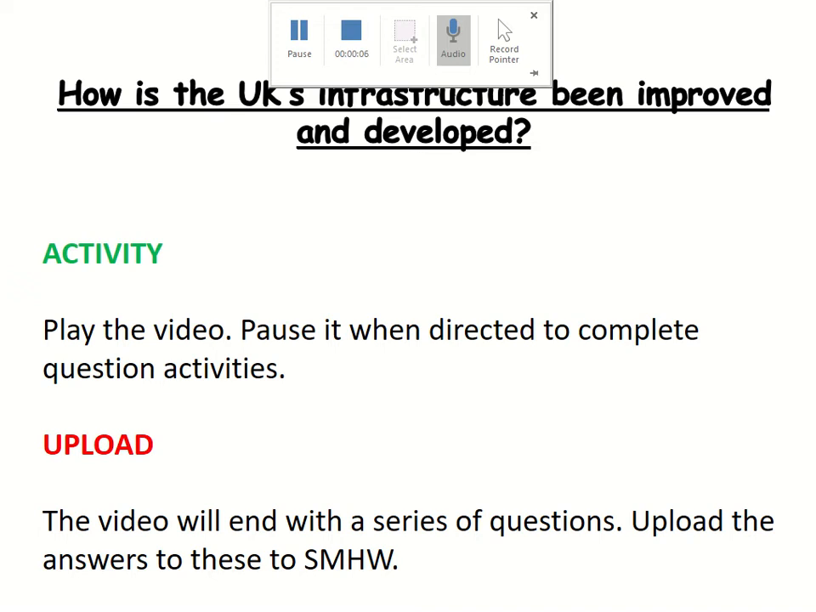Today we're going to be looking at something called the UK's infrastructure, what that is and how it's being improved and developed.